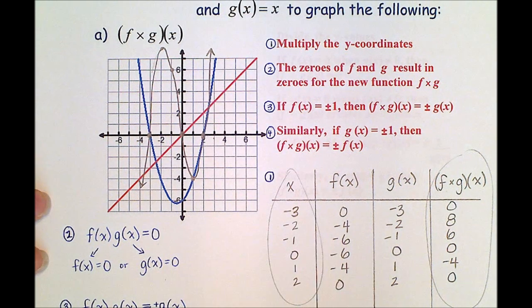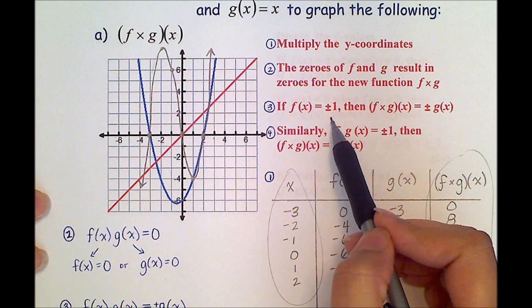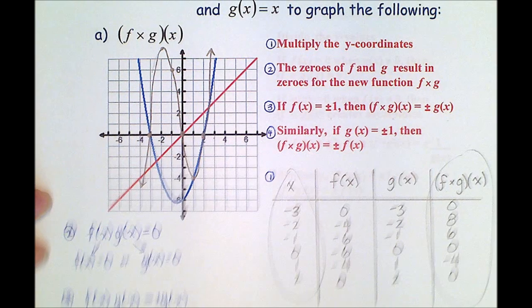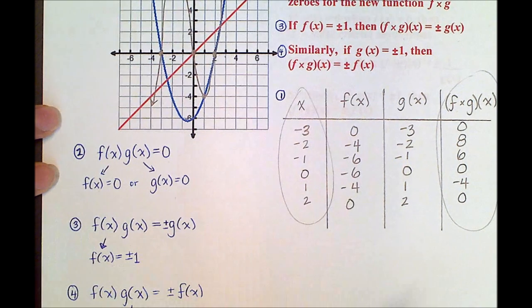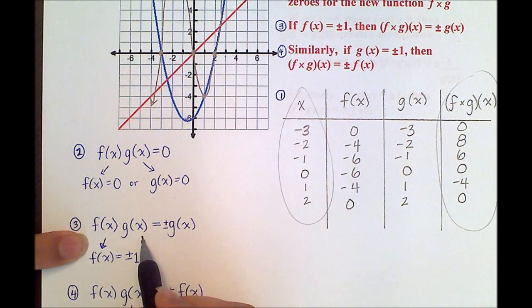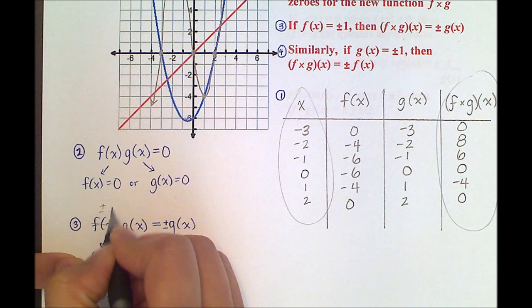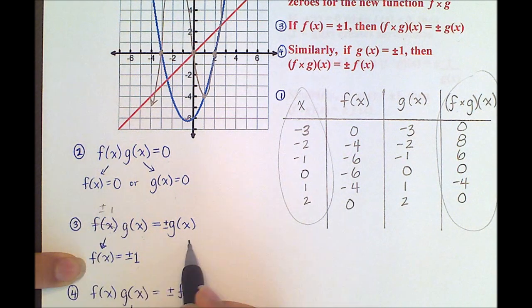There's another point here where it says if f of x is equal to plus or minus 1, then the product of the two functions is equal to plus or minus g of x. And I wrote a little note as to why that happens. So if you're looking at f of x times g of x, and f of x ends up equal to plus or minus 1, that means that this is going to be equal to plus or minus 1, and plus or minus 1 times g of x gives me plus or minus g of x.